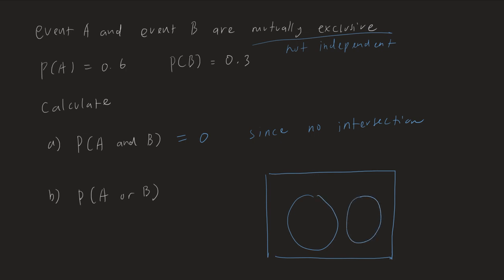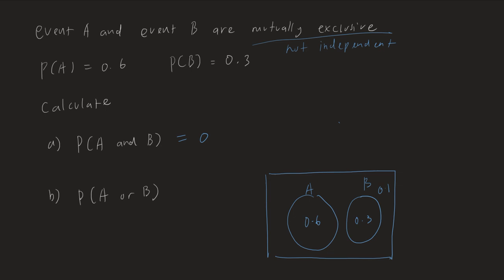Mutually exclusive means the circles do not intersect. Okay, that I understand. So you can see there's no intersection. Because there is no intersection, the probability of A and B will be 0. Okay. Do you agree with that?